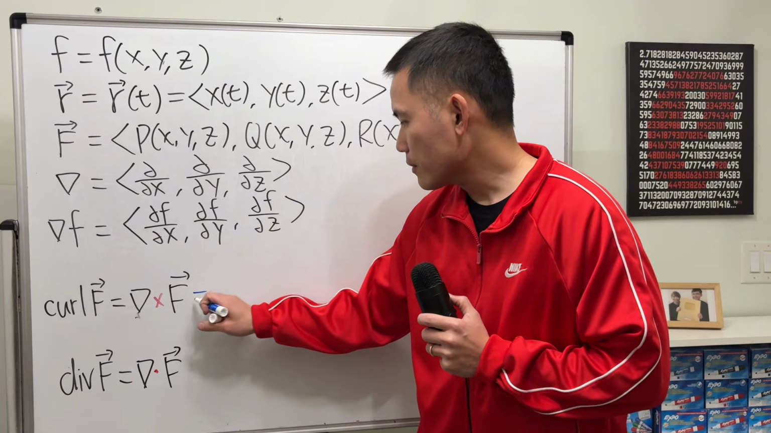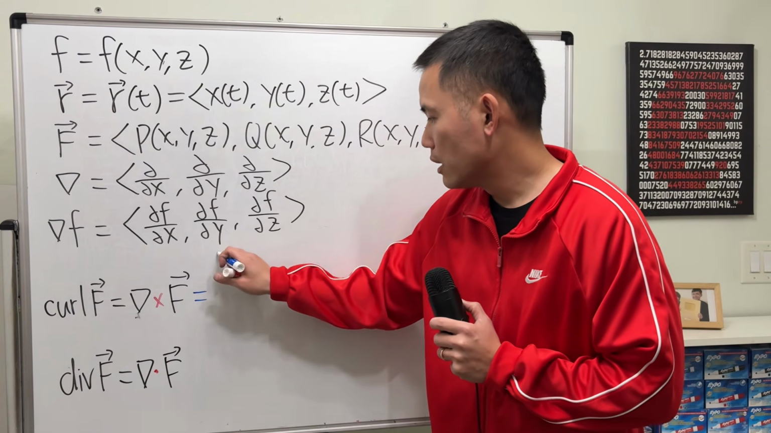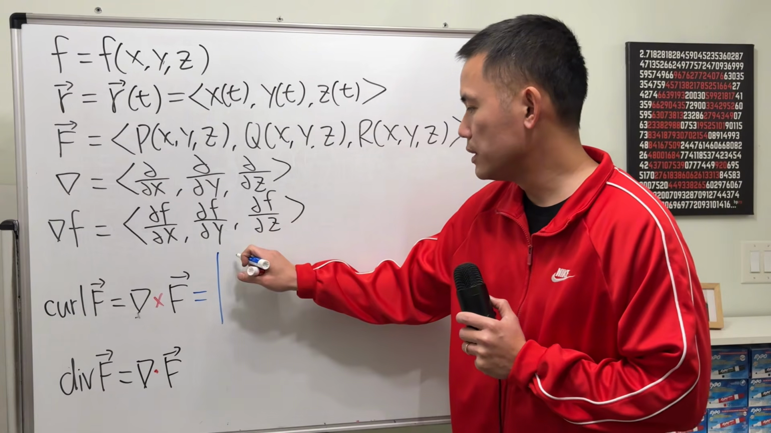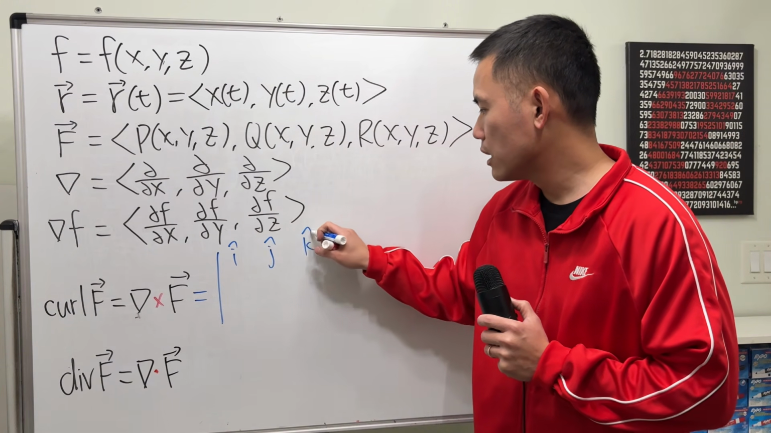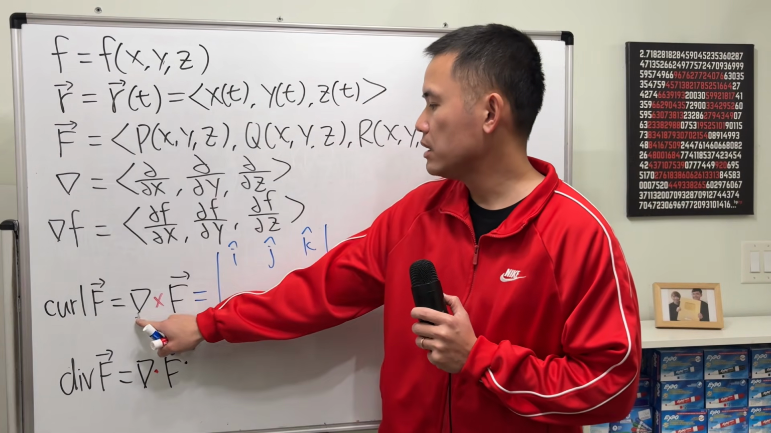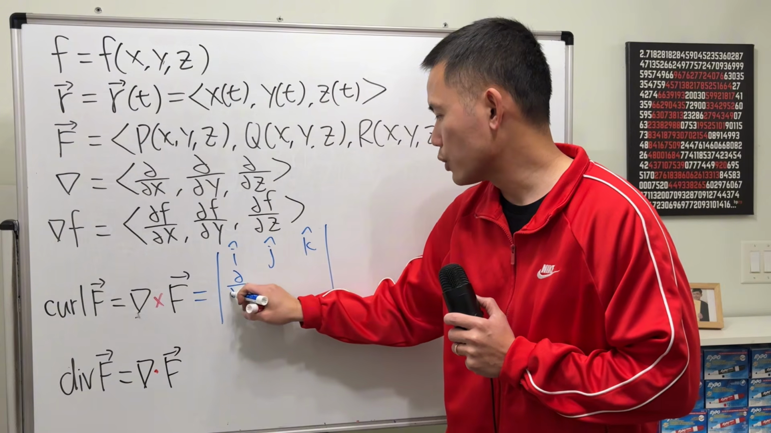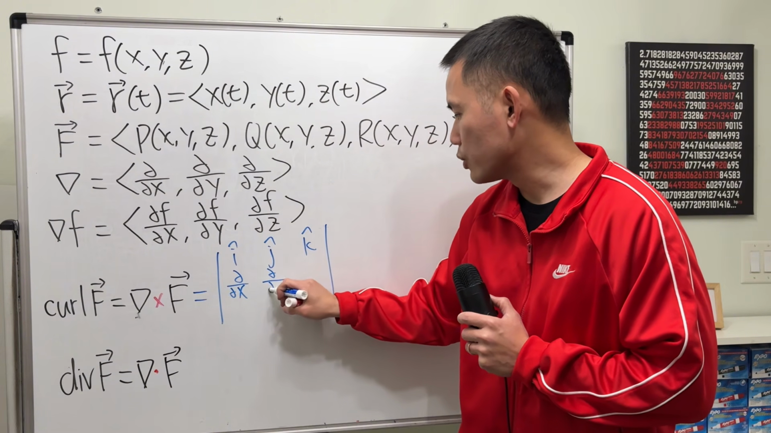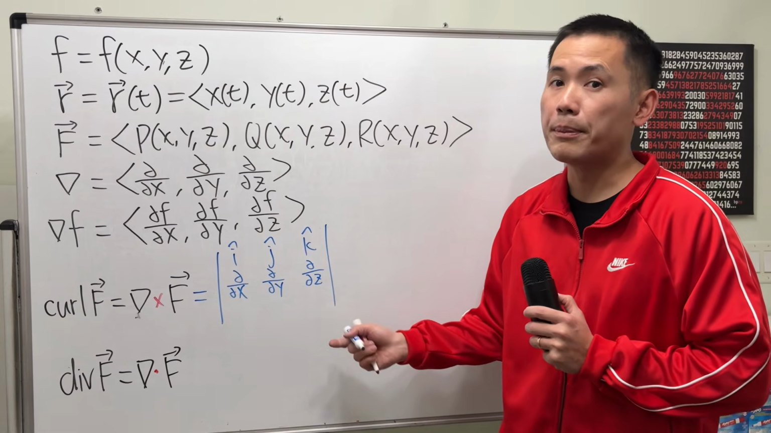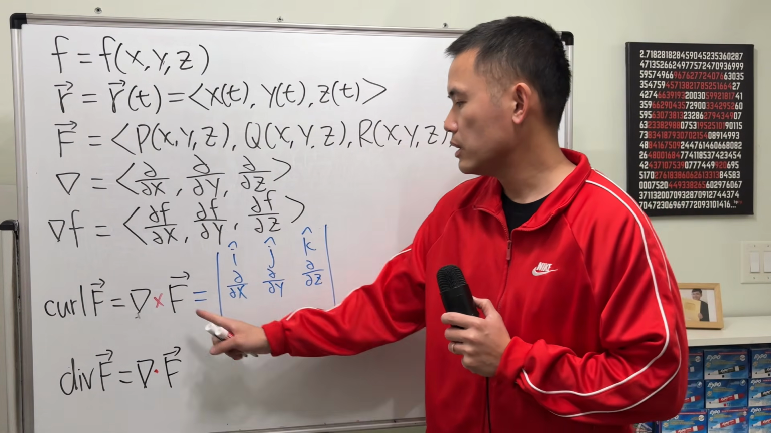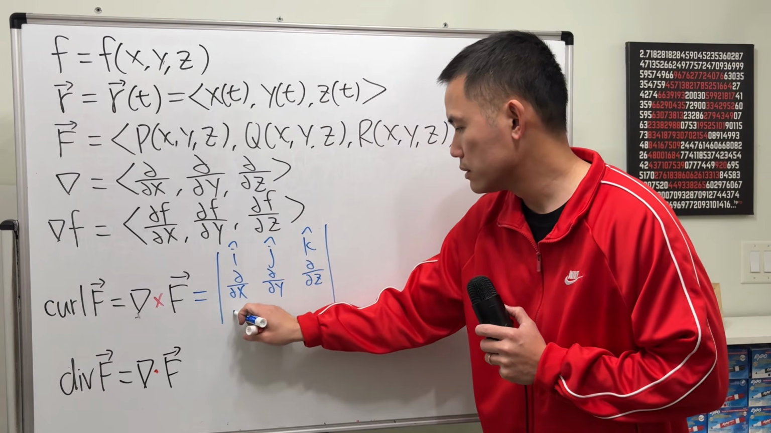Okay, we'll just be pretty much doing the 3x3 determinant matrix, right? The first row is going to be the unit vectors i, j, k. The second row will be the del, which is partial with respect to x, partial with respect to y, partial with respect to z. And these are just the operators. Lastly, we'll put the F = (P, Q, R) in the third row.